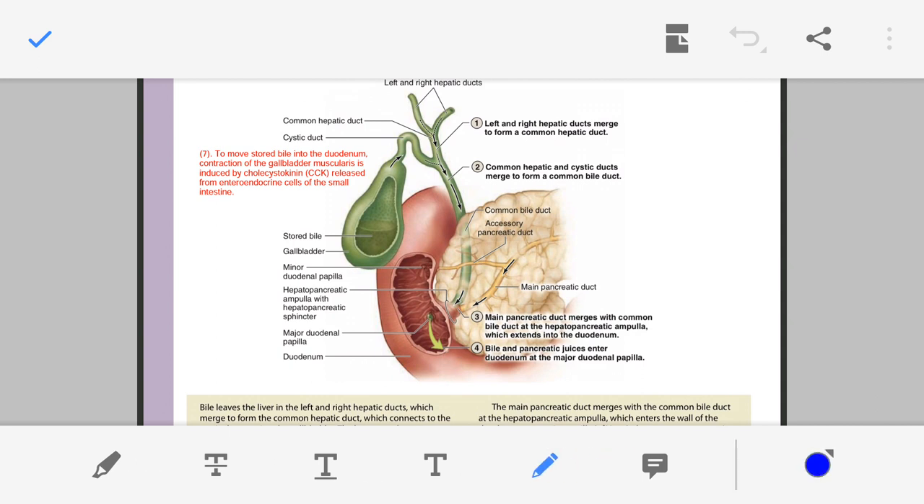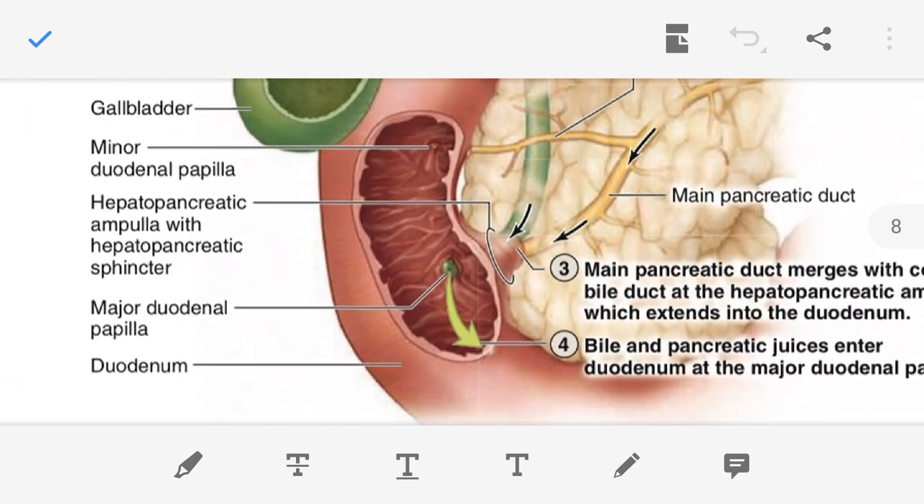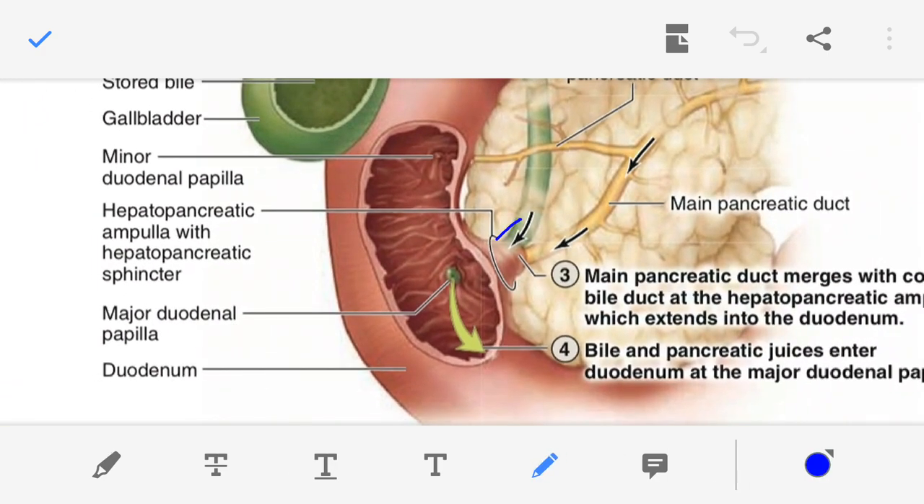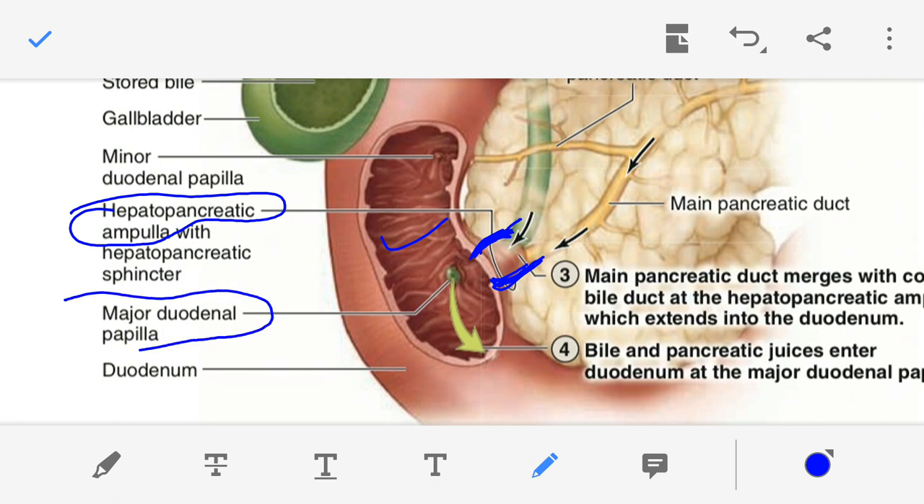Now this common bile duct joins with the main pancreatic duct. And when these two ducts combine, they form a short bulge-like part, and this swollen short part is known as the hepatopancreatic ampulla, and this ampulla opens into the duodenum at the major duodenal papilla.